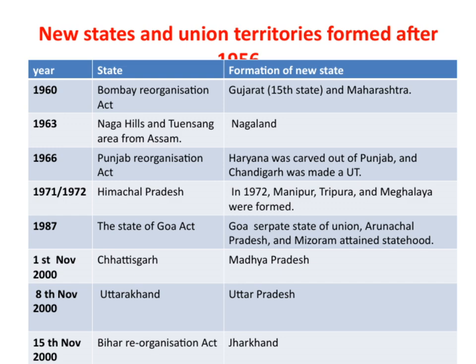Fast forward to 2000, we see a series of significant reorganizations. On November 1, 2000, Chhattisgarh was carved out of Madhya Pradesh, followed by Uttarakhand, which was separated from Uttar Pradesh on November 8. Then, on November 15, 2000, Jharkhand was formed through the Bihar Reorganization Act. Finally, in 2014, the state of Andhra Pradesh was bifurcated to create Telangana, further illustrating the ongoing process of state formation based on regional and political considerations.